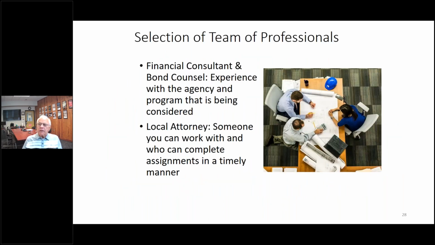The selection of that team of professionals. You want that financial consultant and bond counsel to have experience with the agency and program that's being considered. You want a local attorney, someone you can work with and who can complete assignments in a timely manner.